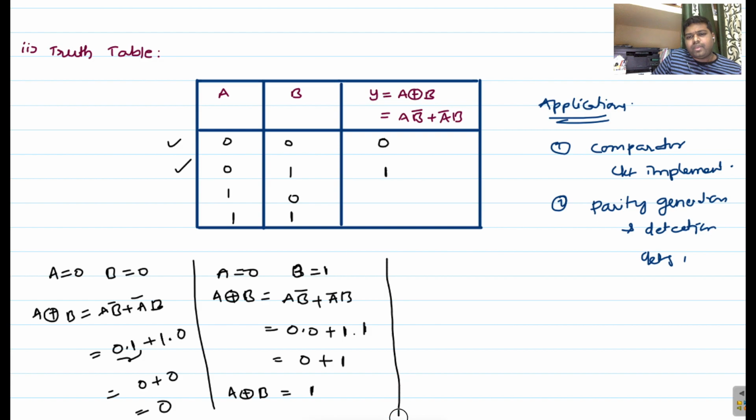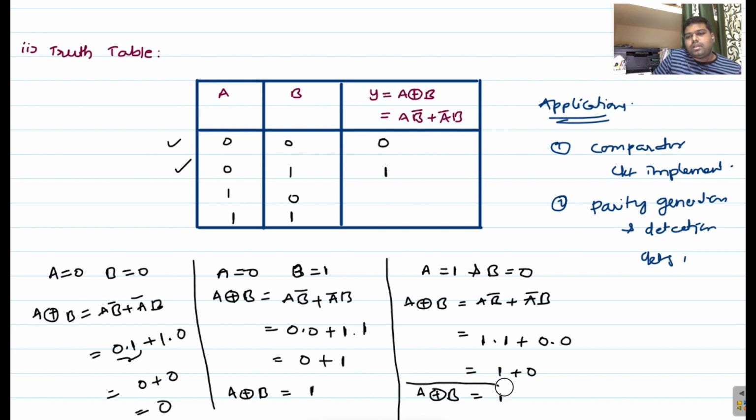In the same way, if you take a equals 1 and b equals 0, then a XOR b is a b bar plus a bar b. Now a is 1, b bar is 1, plus a bar is 0, and b is 0. Then 1 plus 0. So 1 plus 0 is nothing but 1 only. So a XOR b equals 1. Okay, this is clear.